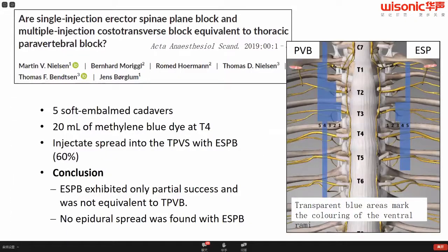In another cadaver study, the authors compared a paravertebral block with an erector spinae plane block. They injected 20 ml of methylene blue at the level of T4, and they found that after an erector spinae plane block, only in 60% the injectate spread into the paravertebral space, compared to 100% when they did a paravertebral block. So the spread into the paravertebral space was inconsistent.